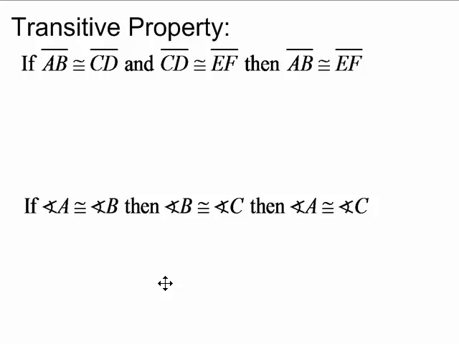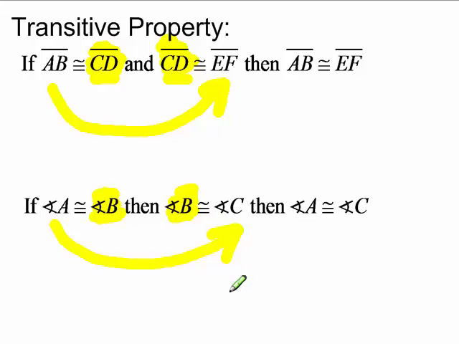The transitive property is, let me get a highlighter. If you say AB is congruent to CD and CD is congruent to EF, then we can just make the jump and say that AB is congruent to EF. And if angle A is congruent to angle B and angle B is congruent to angle C, then the transitive property allows us to say that angle A is congruent to angle C.